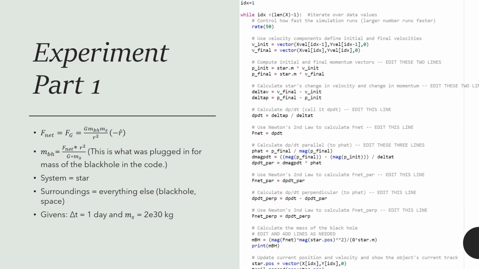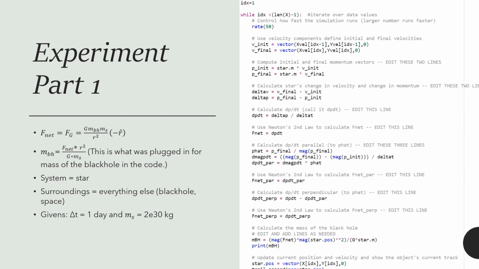So for part one of this experiment, the parts of the code I changed are on the right here. We used basic formulas such as position update and velocity update to calculate all of these components, along with the formulas we mentioned earlier, such as the dp/dt formulas, to solve for all of their respective values, such as all the Fnet components and the dp/dt components. And to solve for the mass of the black hole, we plugged in the formula we see in the second bullet point, which is that Fnet times r squared over the gravitational constant times the mass of the ship is equal to the mass of the black hole.